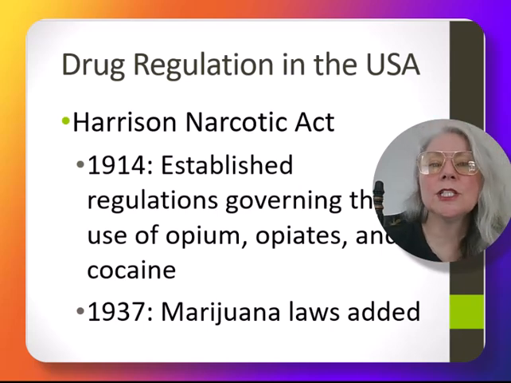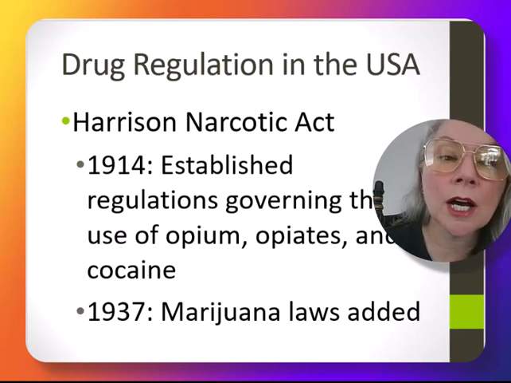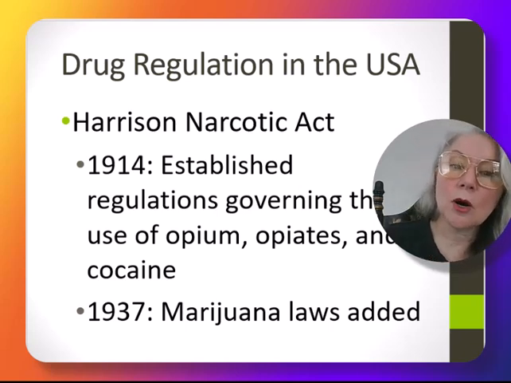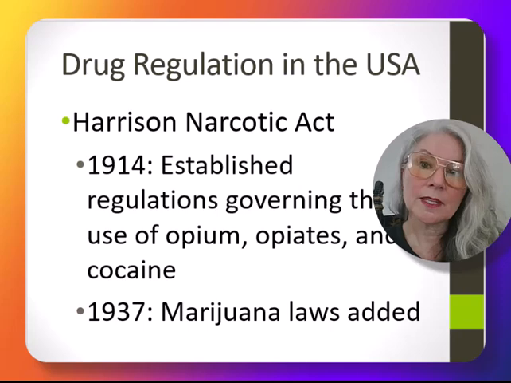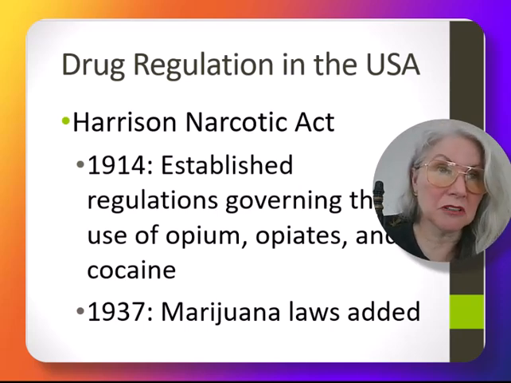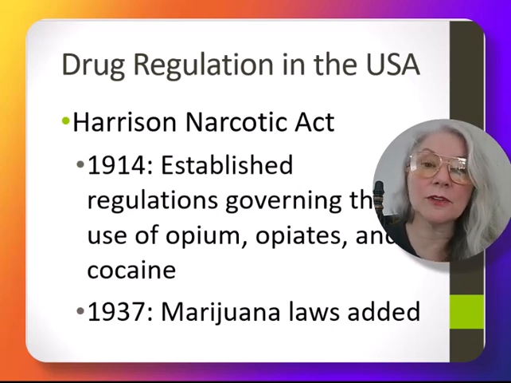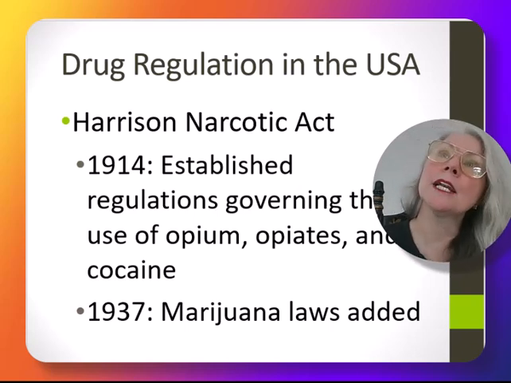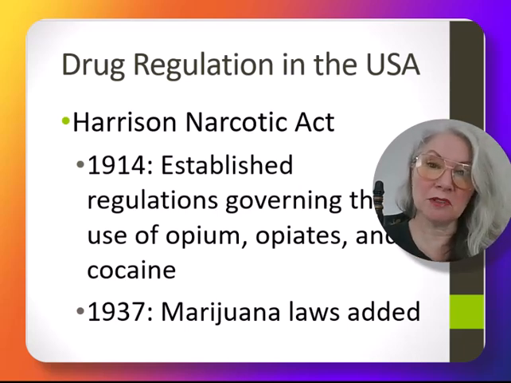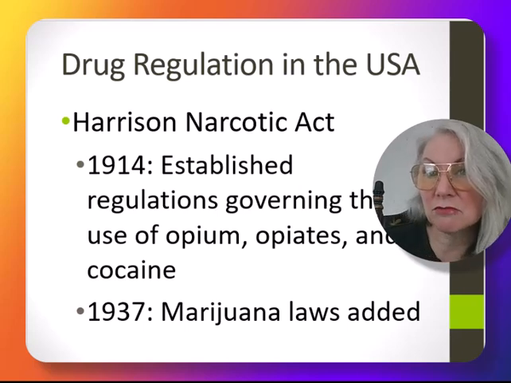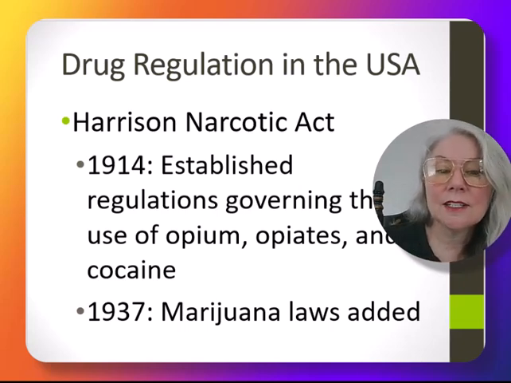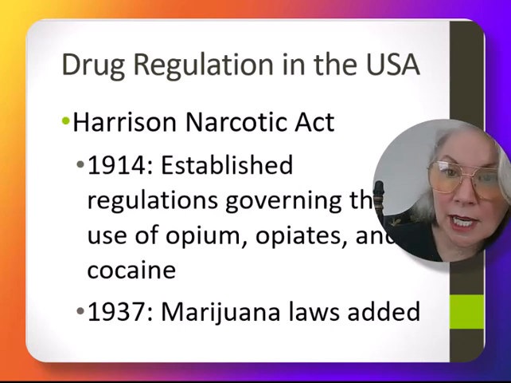So drug regulation in the United States, we have the Harrison Narcotic Act, 1914. So prior to 1914, things like opium, opiates, and cocaine were sold over the counter, meaning you could just pick them up at your neighborhood pharmacy and take them for a variety of ailments. If you had bad nerves or you wanted to sleep better, you could go and get these drugs right in the pharmacy without even asking a doctor for them. In 1937, marijuana laws were added.